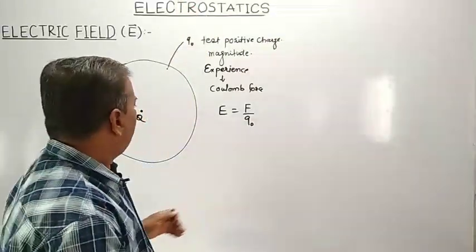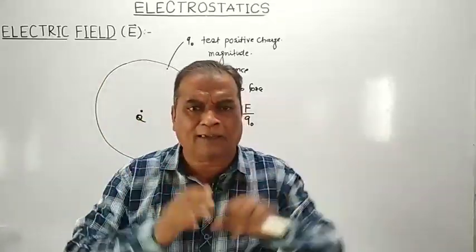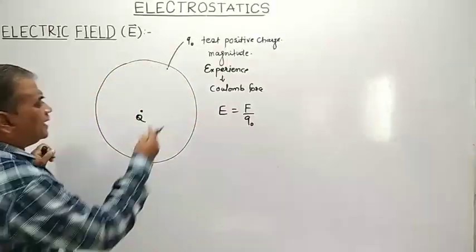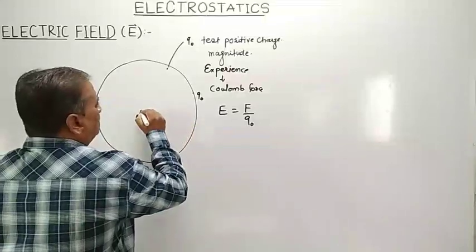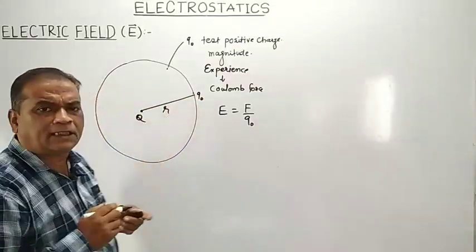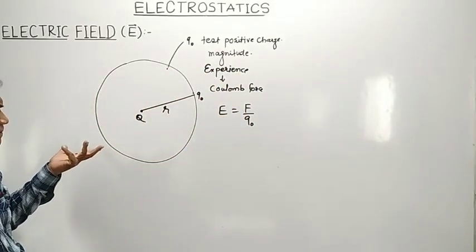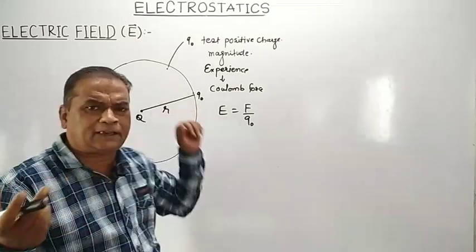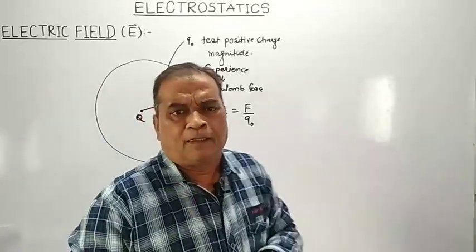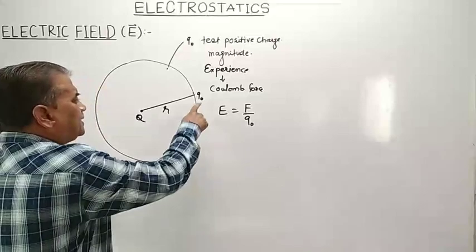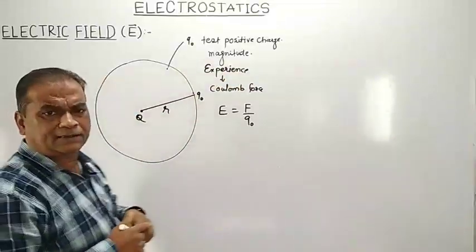Now let us consider that we have a charge capital Q, and there is another charge Q0, which is at a distance r from the given charge Q. Remember here that charge Q0 is kept in the region of the electric field produced by this charge.